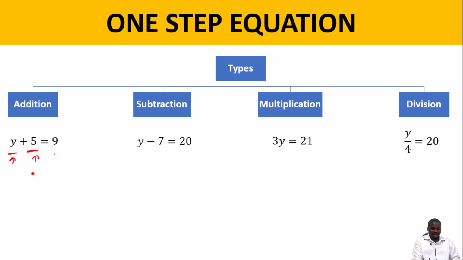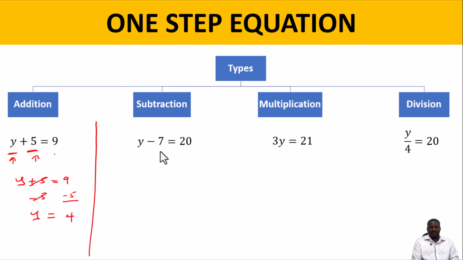So if I have y plus 5 equals 9, and I subtract 5 from both sides, plus 5 minus 5 will give me 0. So on this side, I have y equals 9 minus 5, which gives me 4. And that's how to solve an addition one-step equation.